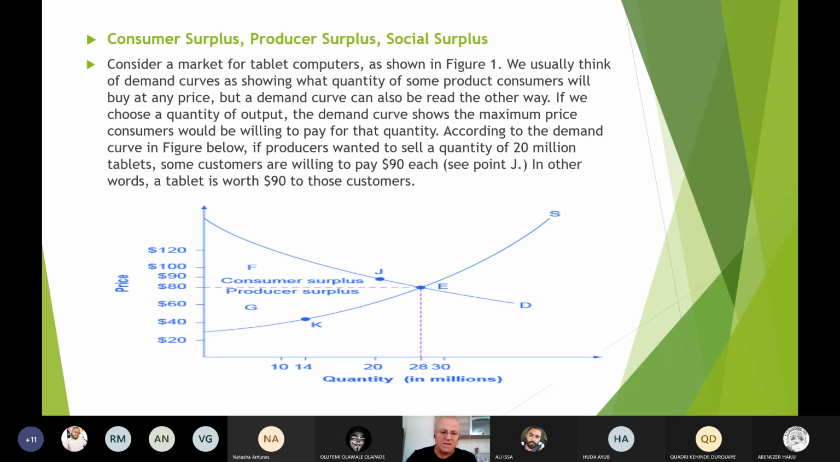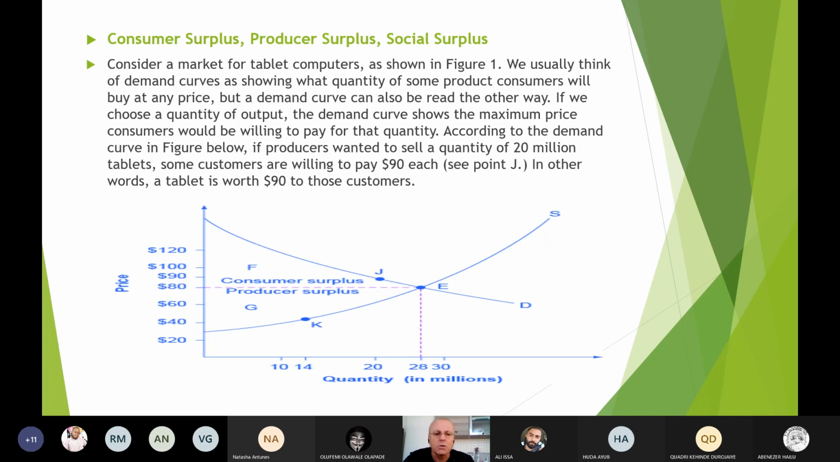When we are looking at this graphical illustration, you will understand better. Consumer surplus, producer surplus, and social surplus are given here, and you will understand how they are distributed in an economic aspect. Consider a market for tablet computers as shown in Figure 1.